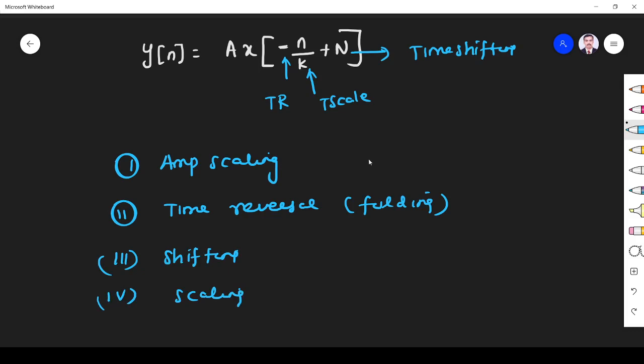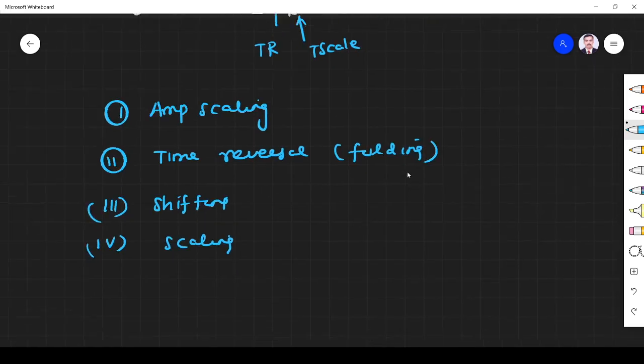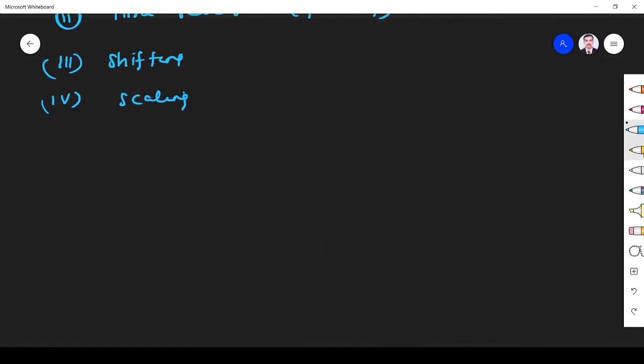You have to check which operations are present and proceed in that way. If amplitude scaling is not present, leave it, then start with the time reversal. If time reversal is also not there, first do the shift, then do the scaling. This is the way multiple transformation has to be carried out. Let us see one example, right?